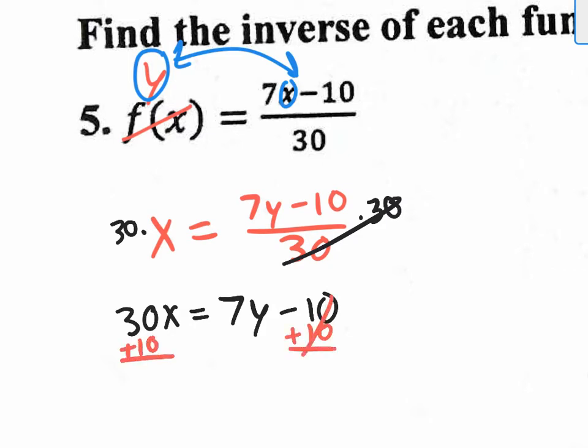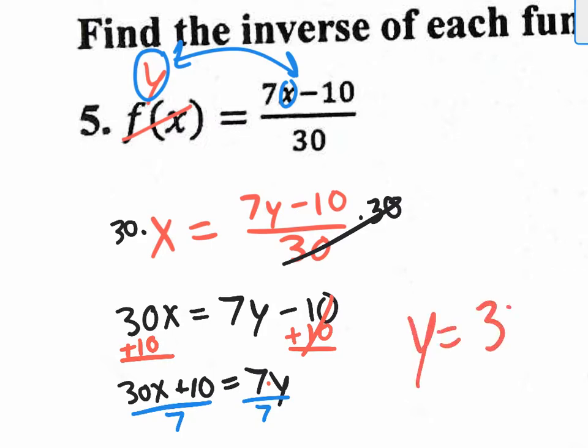You can't really add 30 plus 10 because it's a 30x plus 10, so you're going to rewrite it. 30x plus 10 equals 7y, which means 7 times y. And to get rid of that multiplication of 7, you're going to divide by 7. And what you do to one side, do to the other side, divide the other side by 7. So there is your answer. y equals 30x plus 10, all divided by 7.